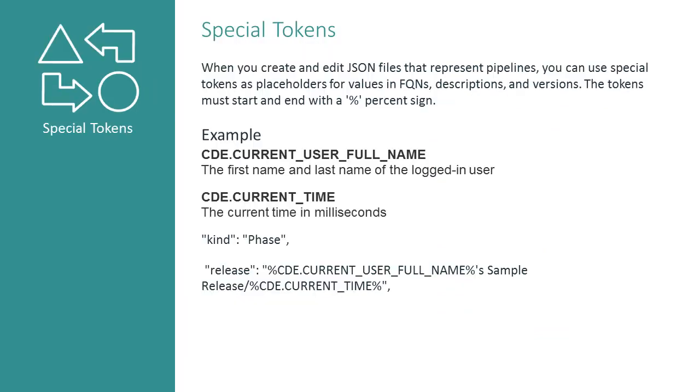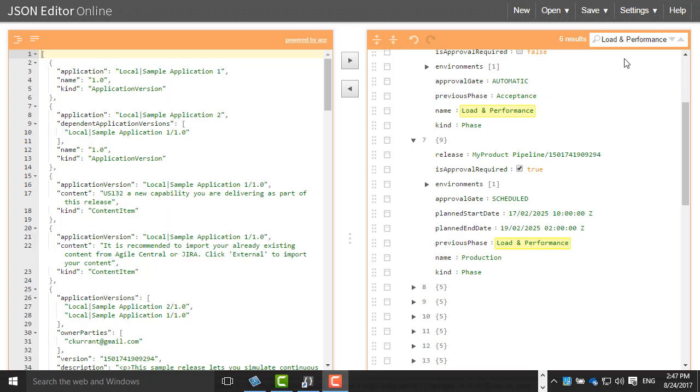When you create and edit JSON files that represent pipelines, you can use special tokens as placeholders for values in FQNs, descriptions, and versions. Note that the tokens must start and end with a percent sign. Here you see two examples of special tokens used in a JSON file. Note the name value pairs typical of JSON format, such as kind equals phase.